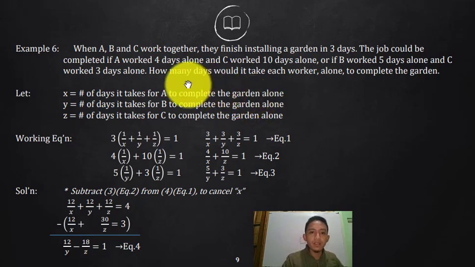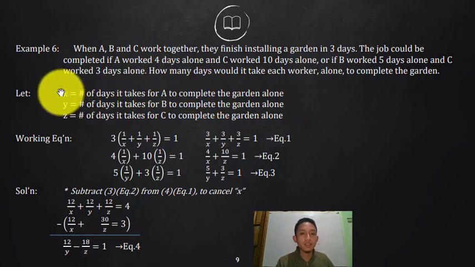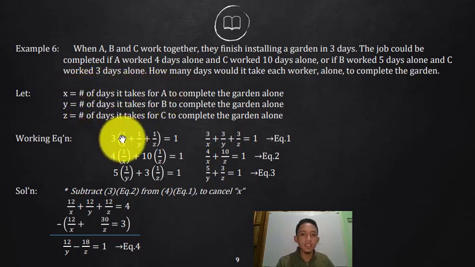Okay, so let's consider what they will do in 1 day. If A can finish that job in how many days? That is the unknown, so that is x. So what does that mean? In 1 day, what part will A finish? 1 over x, that is the meaning of that. That 1 over x is what A will finish in 1 day, since we do not know the total number of days for A to finish the job.